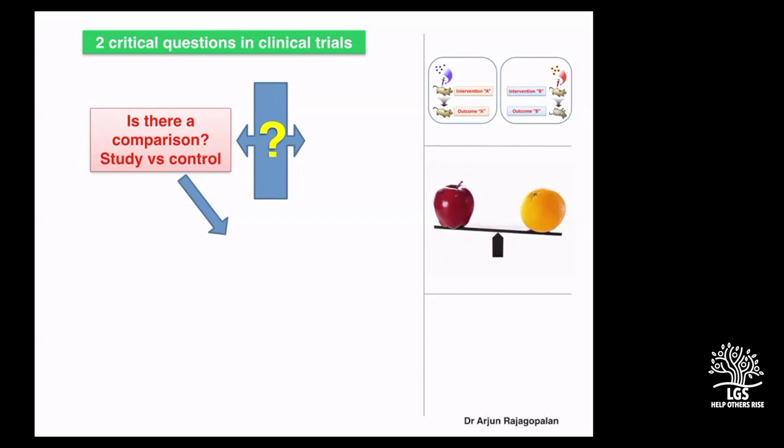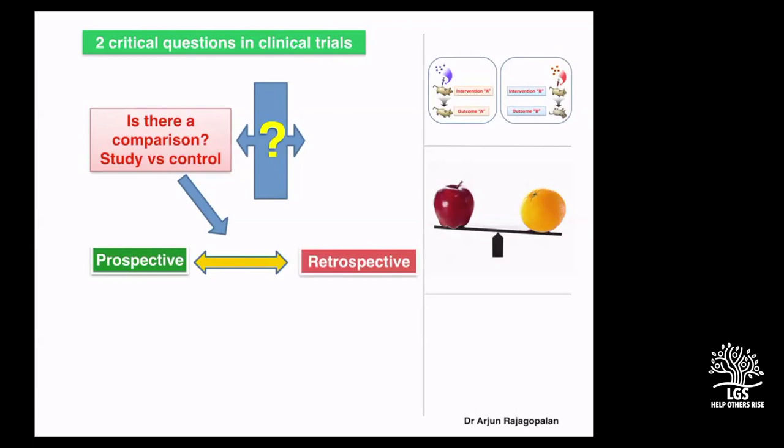Now, if there is a control, then you have to ask yourself, how was the study done? Was it done in a prospective fashion? That is, you started at a point and moved ahead and gathered data, or was it retrospective? That is, you went back and looked at the data that you already have. And right here itself, you know which one is more powerful. And if it was prospective, were you carrying out an observational study or an interventional study? The two kinds that we already saw.